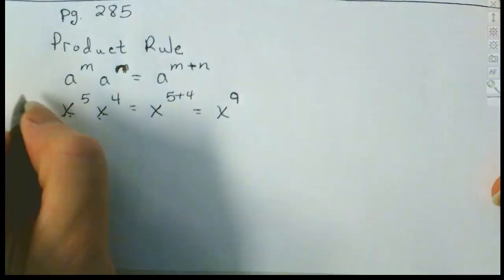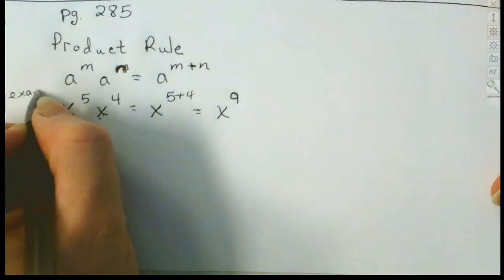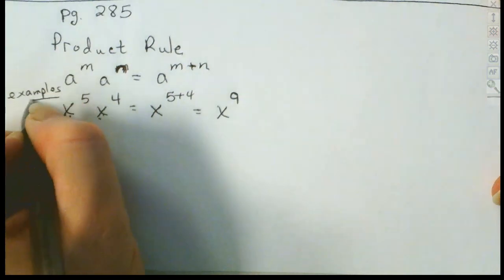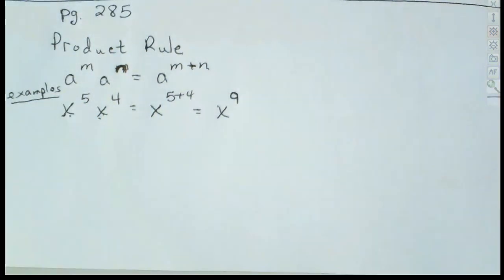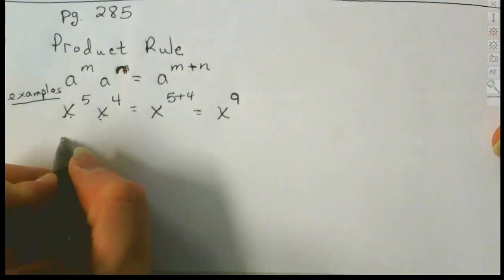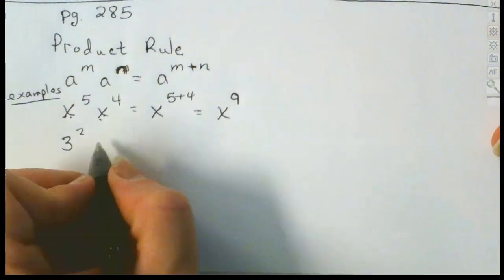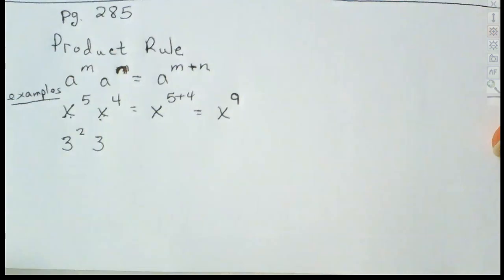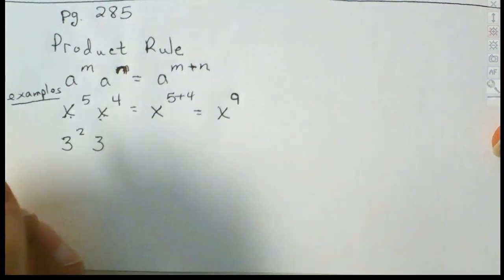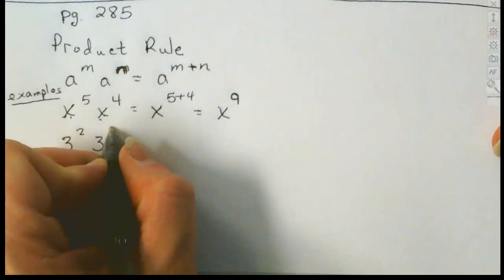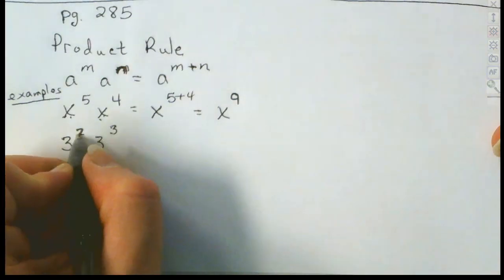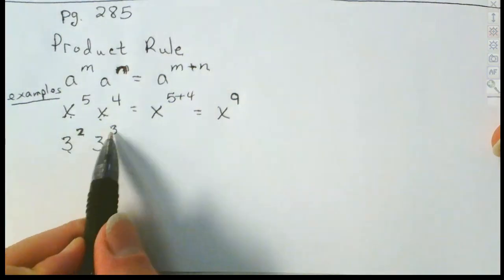Okay, these are just examples here. So that's one with variables. So you just add the powers together. Now, what about one with numbers? A lot of times students make a mistake with something like this. 3 squared times 3 to the, let's say, 3rd power. That's 3 squared, 3 to the 3rd power.